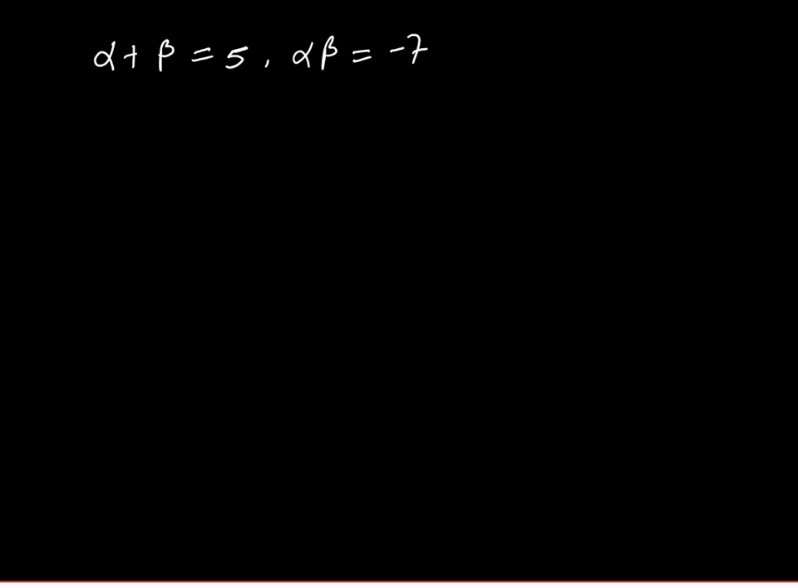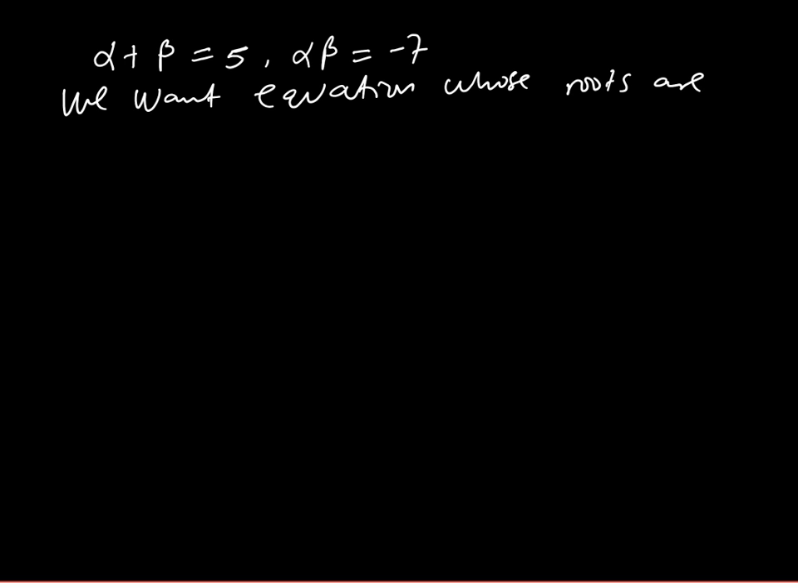Okay, so we want the equation whose roots are alpha squared and beta squared. We want to find the equation whose roots are alpha squared and beta squared, given the value of alpha plus beta and alpha beta. Can we form an equation whose roots are alpha squared and beta squared?